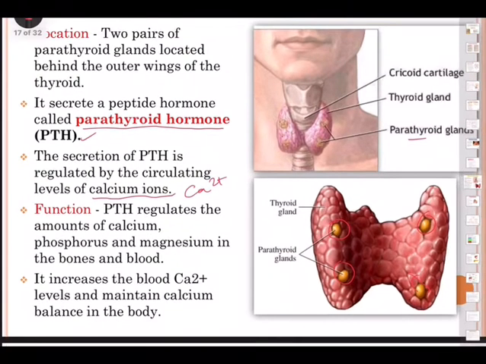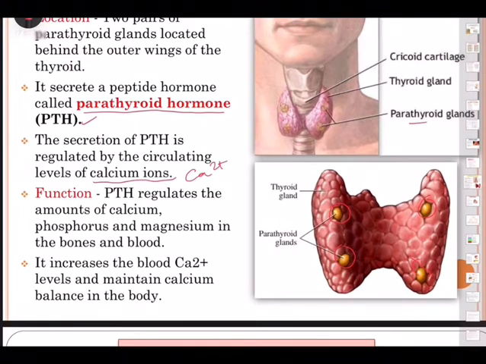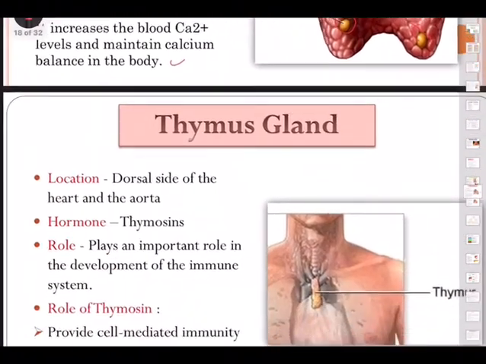What is the function of PTH, parathyroid hormone? It regulates the amounts of calcium. Of course, calcium is directly linked to our bone density, as all of you know. Phosphorus is again part of the bones and teeth, and magnesium is in the bones and blood. To have normal levels of these three important elements, calcium, phosphorus and magnesium, so that bones and teeth will be strong, PTH is very, very important. It increases blood Ca2+ levels and maintains calcium balance in the body. So thanks to PTH, parathyroid hormone.